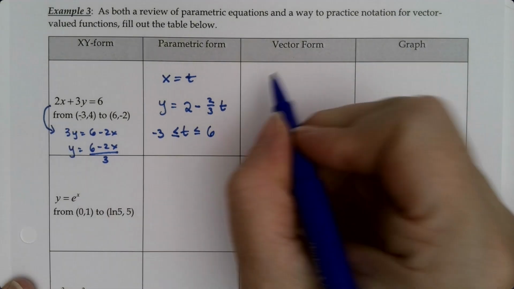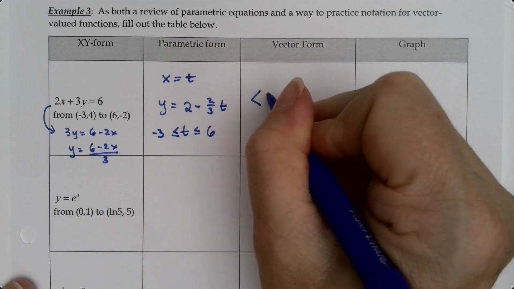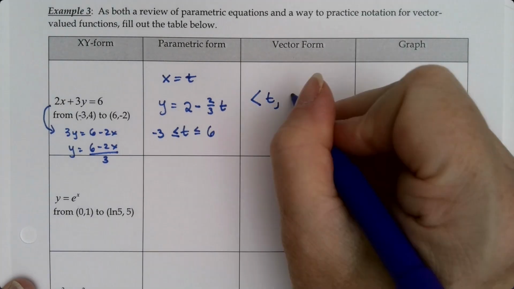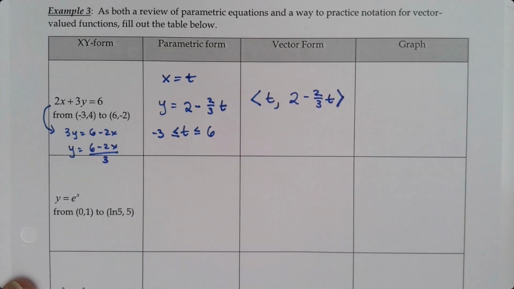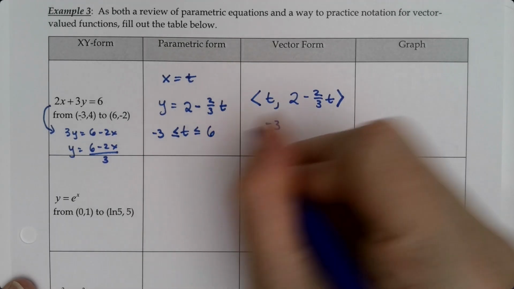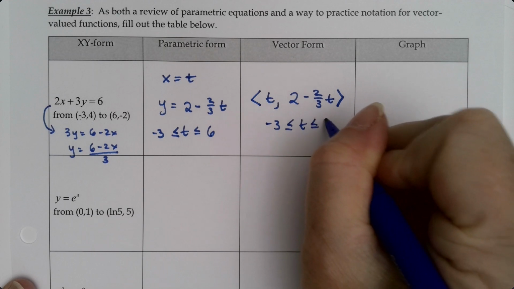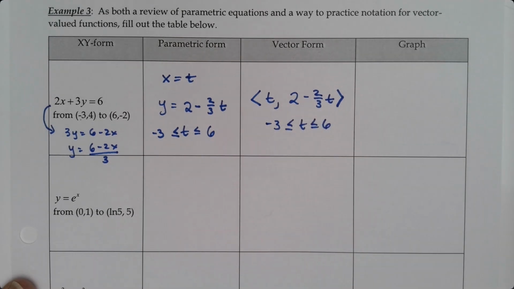All right, so then if we're going to write it in vector form, it'd be (t, 2 minus 2/3 t). And again, part of writing it in vector form will be to have the domain restriction if there is one. All right, so let's look at a graph.